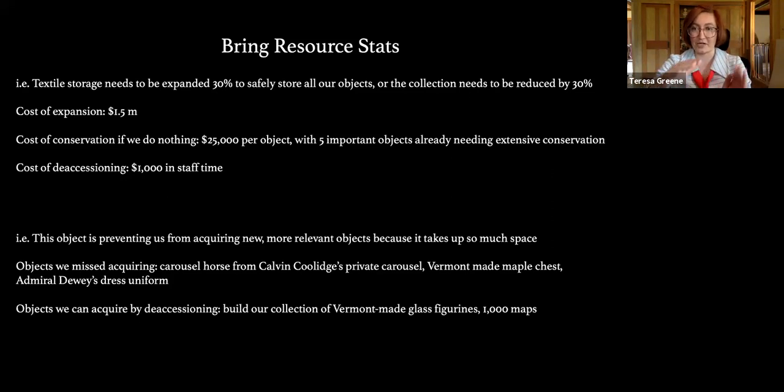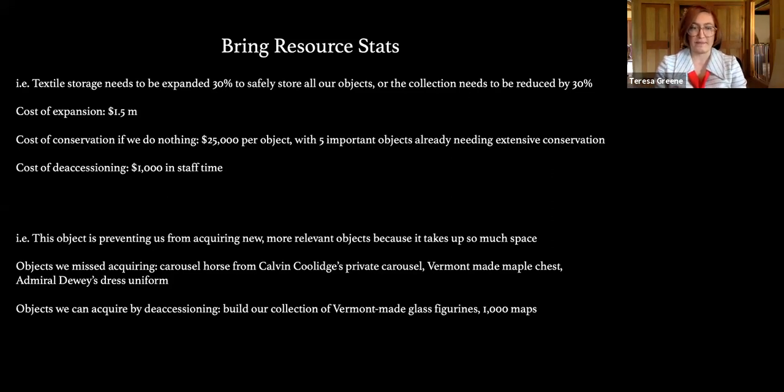And I have actually made that specific argument, and the way to illustrate it is to bring out an important object in your collection that is being stored incorrectly and show how it is actively hurting the collection, and then throw out numbers. So the cost of expanding it would be $1.5 million. The cost of conservation for textiles is about $25,000 an object. But the cost of deaccessioning is negligible compared to those. So if they say no now, these are the numbers that they're going to be facing later.